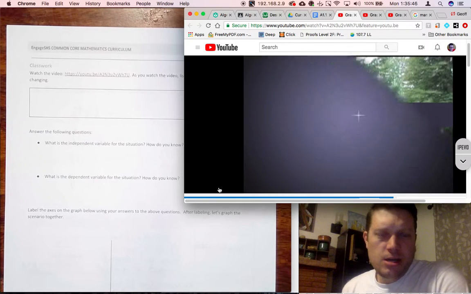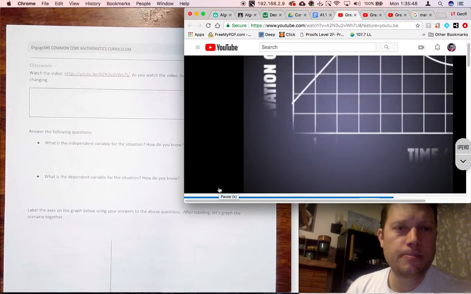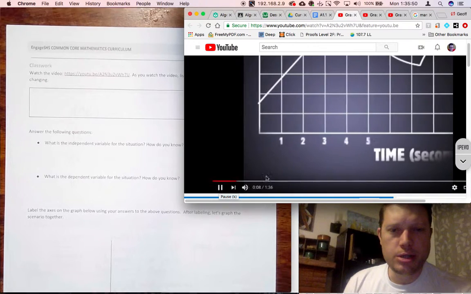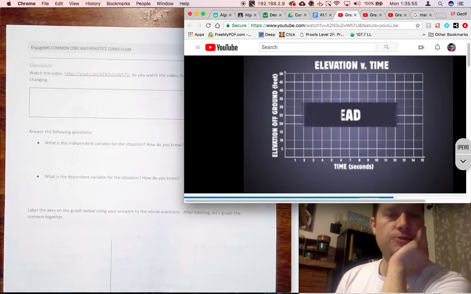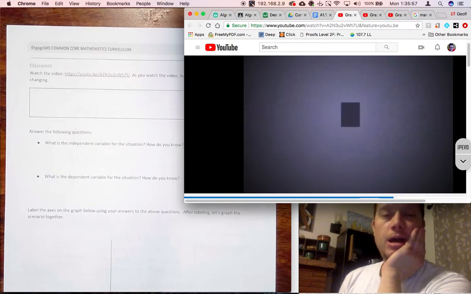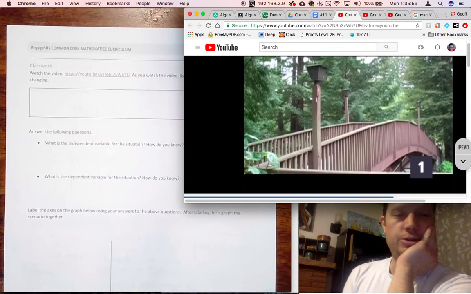Elevation versus time. And the objective here is to guesstimate or provide a picture for what's happening as some dude walks across a bridge.